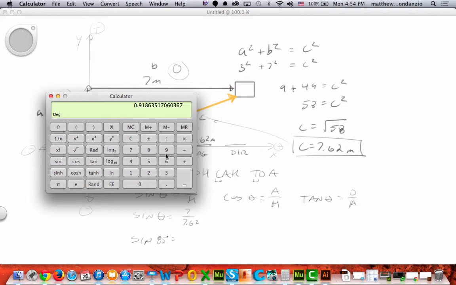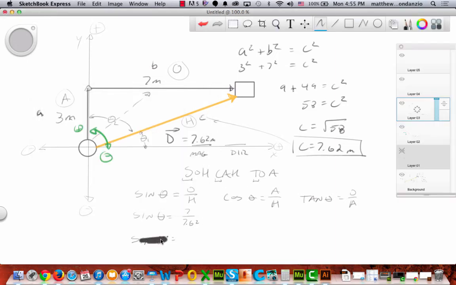So maybe if I did sine of 80 degrees, let's see, 0.98. That's not right. How about sine of 75 degrees? That's 0.97. Sine of 70 degrees is 0.94. How about the sine of 65 degrees? That's roughly 0.91. So it's roughly about 65 degrees. Let's go figure this out. So if I come back over to here, oops, I need to come back and erase that.